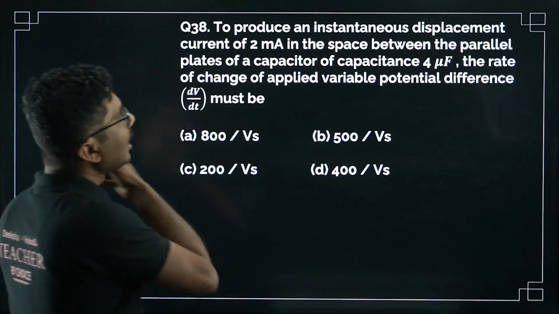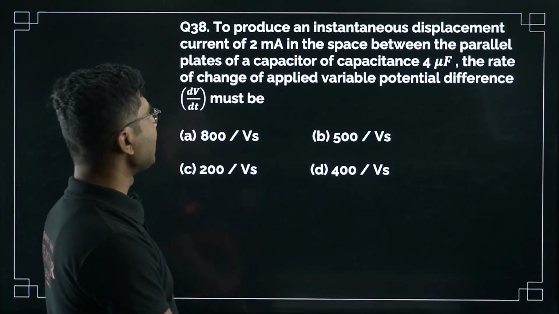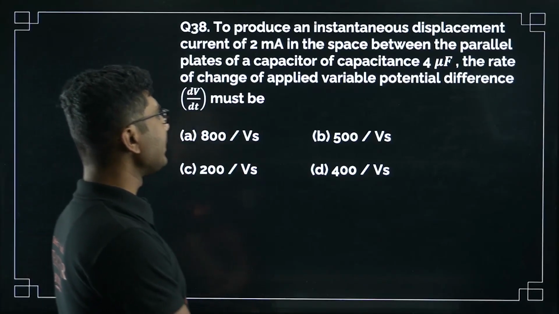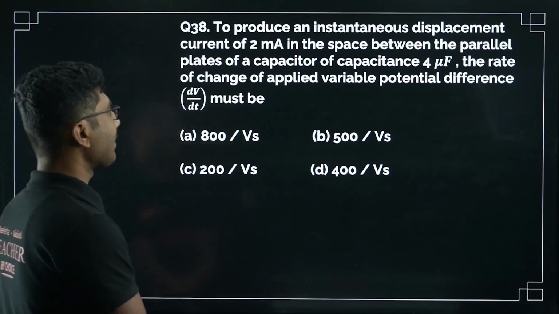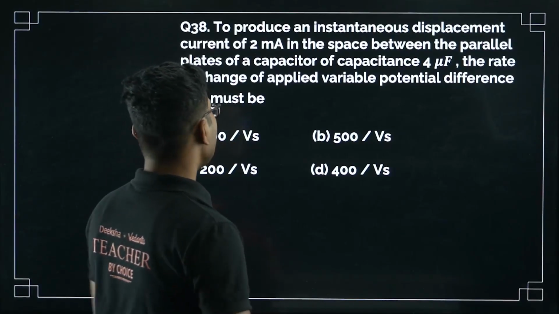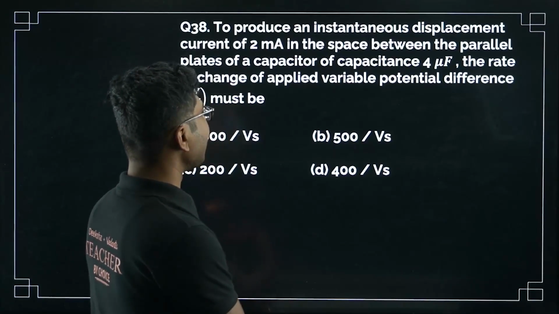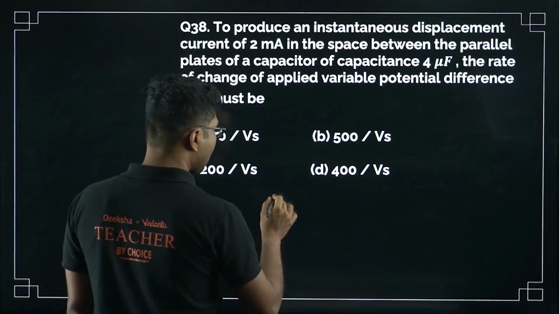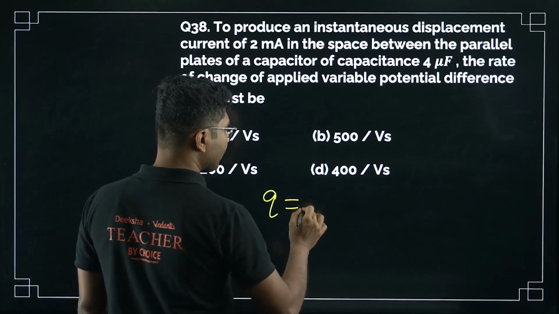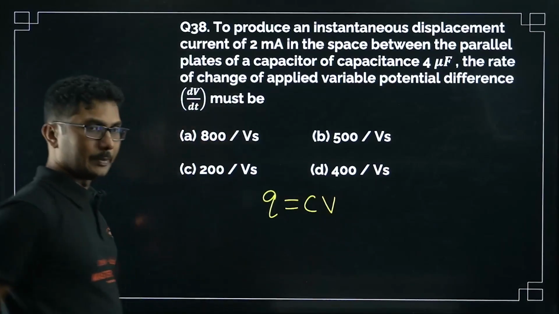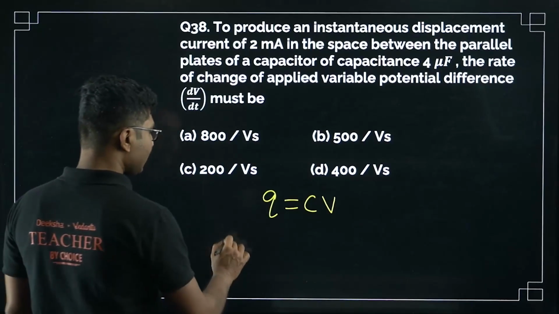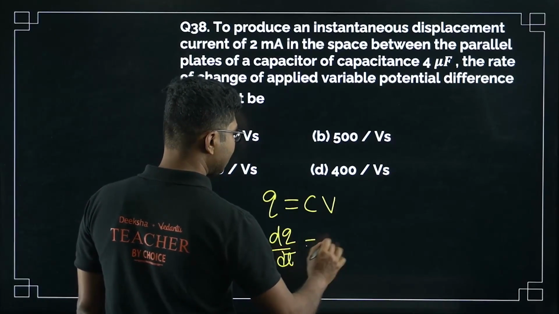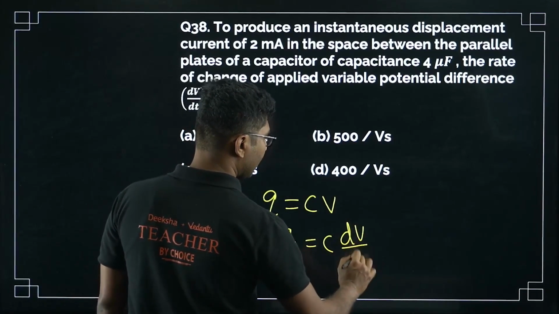Next question. To produce an instantaneous displacement current of 2 milliampere, the space between the parallel plate capacitor of capacitance 4 microfarad, the rate of change of applied variable potential difference must be. So you have to know that the charge is Q equals C into V. Now what is current? Current is dQ by dt, that is C into dV by dt.